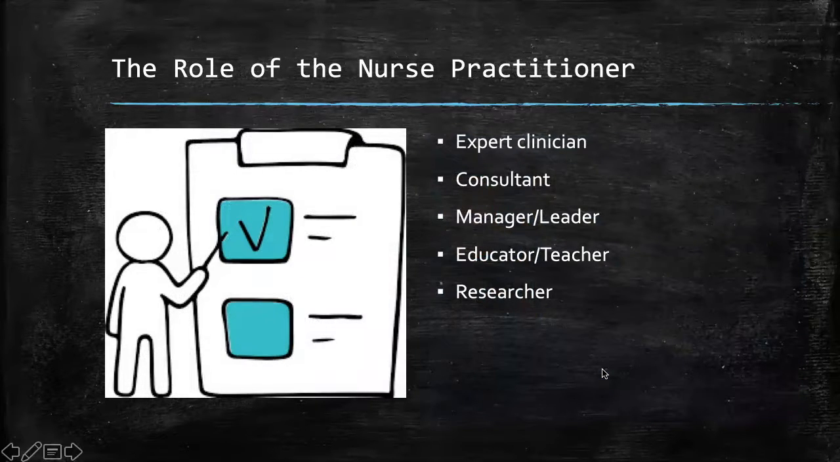There are 5 main roles the nurse practitioner must fulfill, which are expert clinician, consultant, manager or leader, educator or teacher, and researcher. The nurse practitioner can fulfill these roles in a variety of ways.